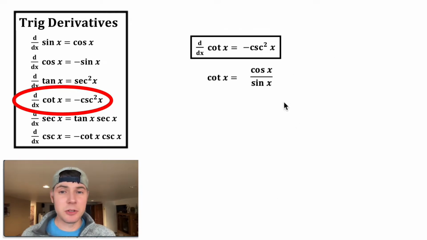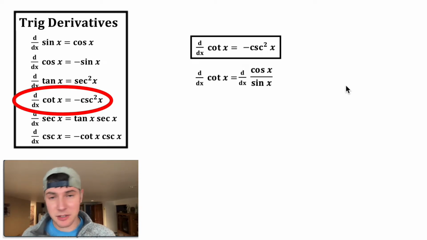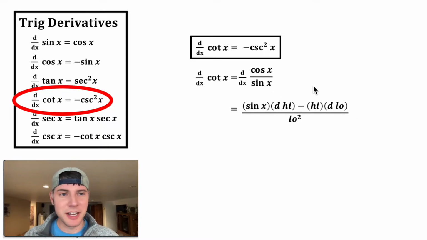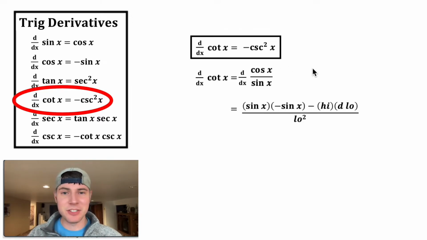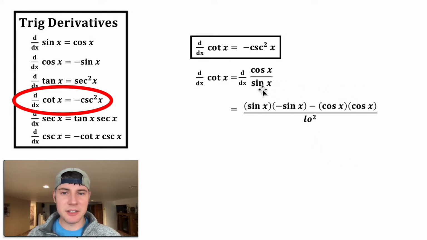By definition, cotangent of x is equal to cosine x over sine x. So we're going to take the derivative of that. This is going to require quotient rule, and I remember that as low d high minus high d low over low squared. Low is going to be the lower function of sine x. D high is the derivative of this top function, and derivative of cosine is negative sine. High is this top function, which is cosine, and derivative of low will be derivative of sine, which is cosine. And then low squared is sine squared x.